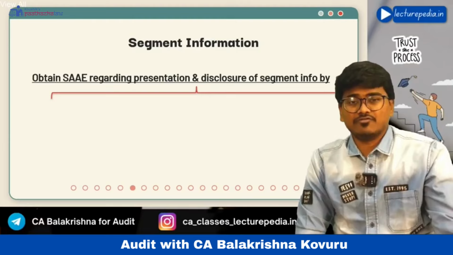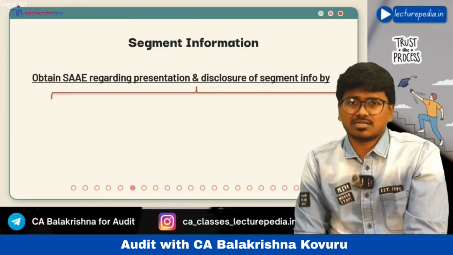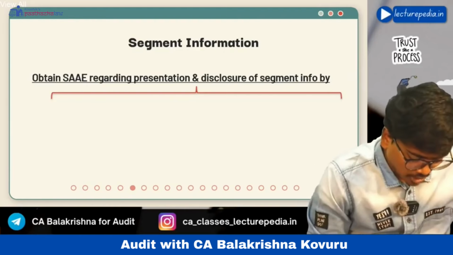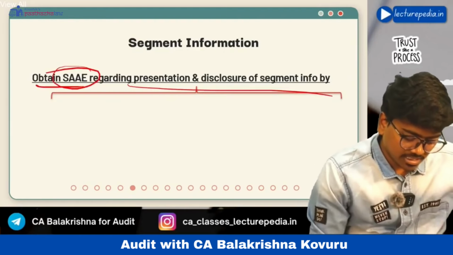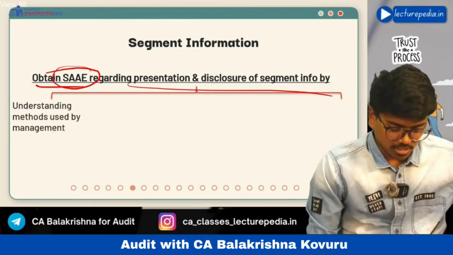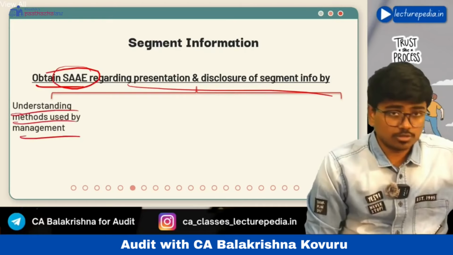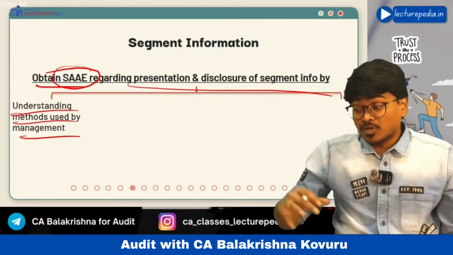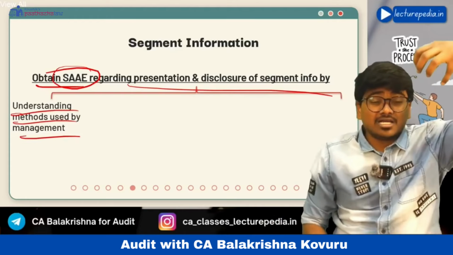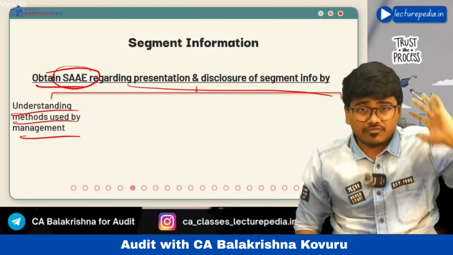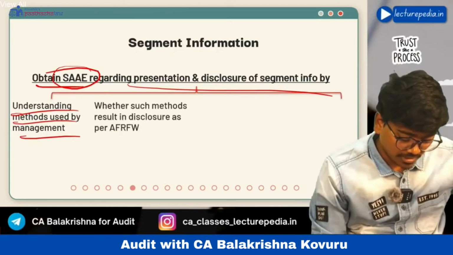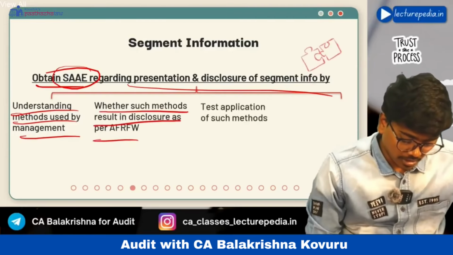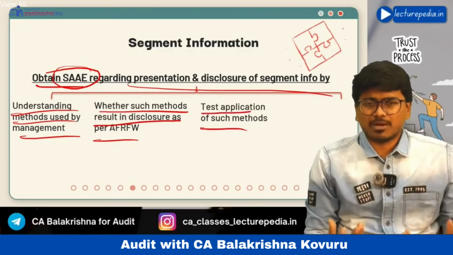So the auditor has to verify whether the disclosure made in the financial statements is as per that particular standard or not. Obtain sufficient appropriate audit evidence regarding presentation and disclosure of the segment information by management. How will you do it? You will understand the methods that are used by the management, which methods the management has used for segment information, and whether that method is as per the requirement of the applicable financial reporting framework or not. Whether such a method results in disclosure as per the applicable financial reporting framework or not. Next, you will test the application of such method.